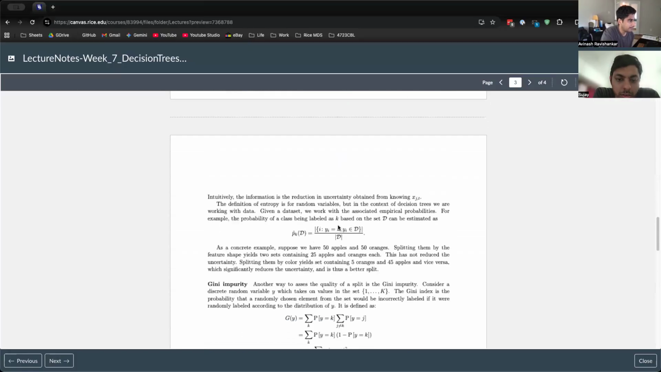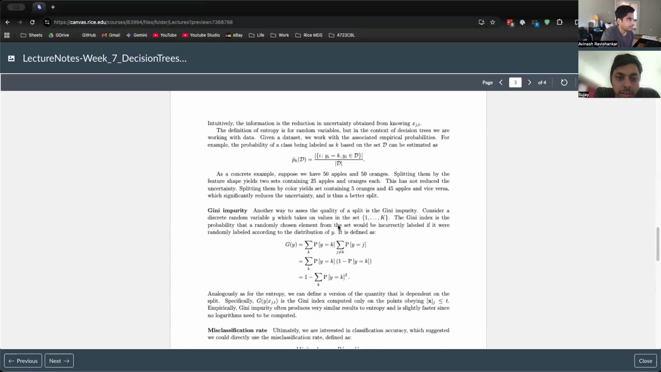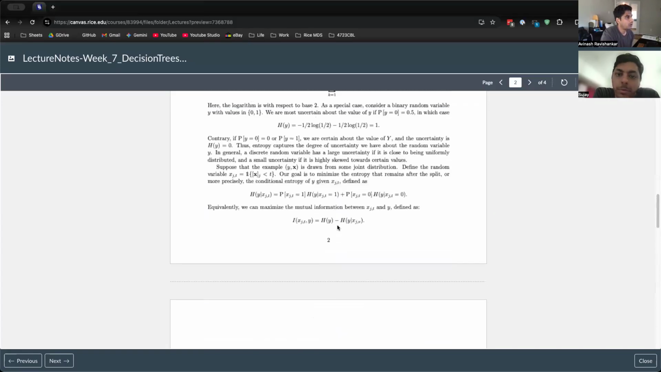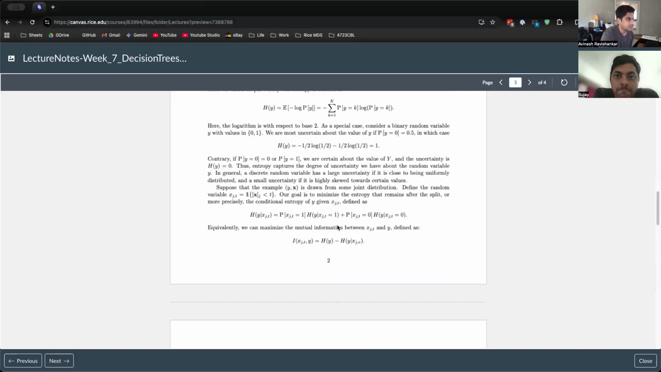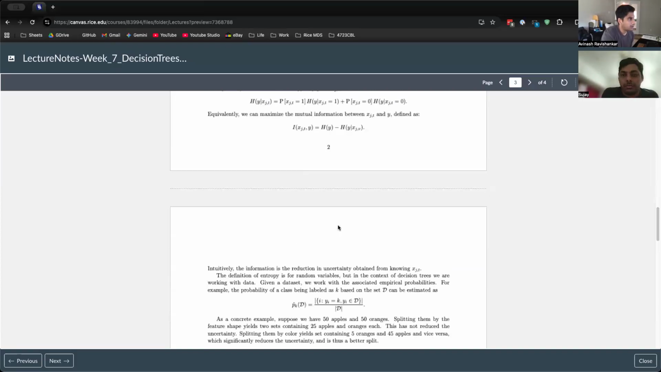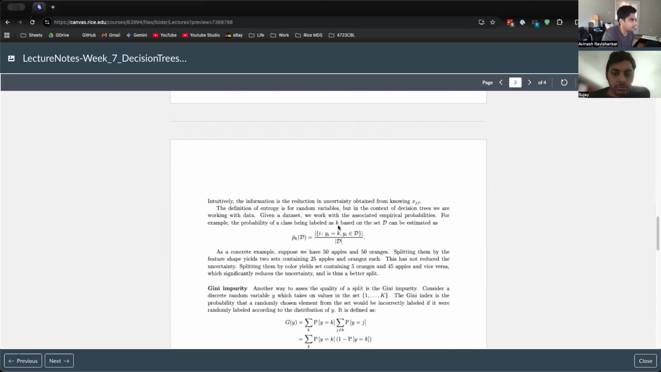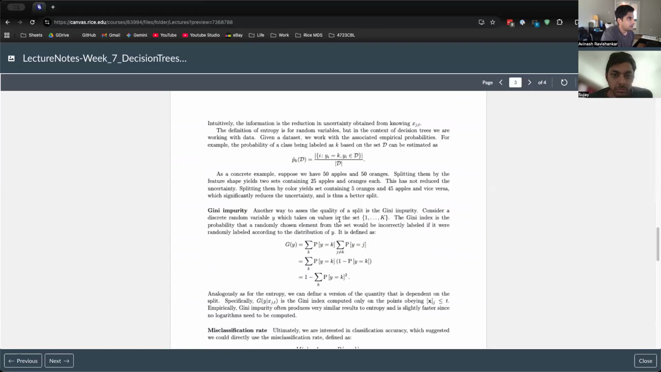Not yet, but this is one of the metrics that people try to use for the decision tree. Metric, like a way of measuring things. Okay, this is the metric at least. Then you can translate these things from random variables to data, where you have empirical ratios instead of actual probabilities.